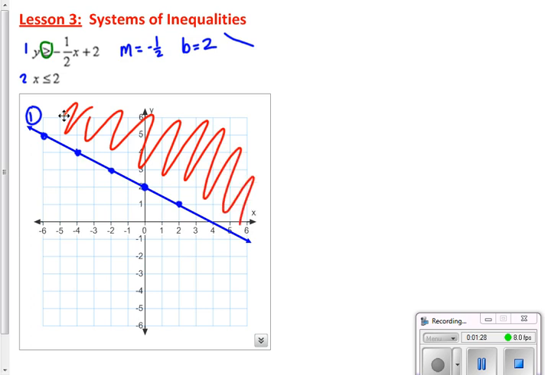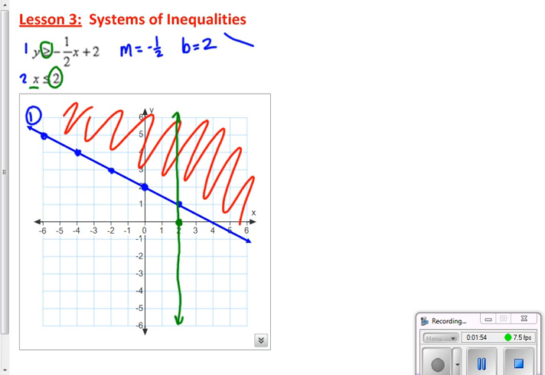However, we have a second inequality. That second inequality, we have x is less than or equal to 2. Remember, this is telling you that it crosses the x-axis at 2. So here's where the x-axis is 2. I look at my inequality sign. The inequality sign is less than or equal to. So again, this would be a solid line for my graph.